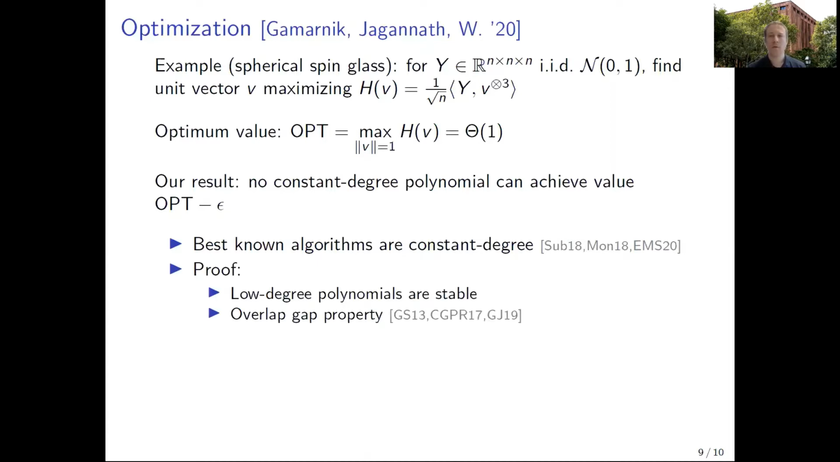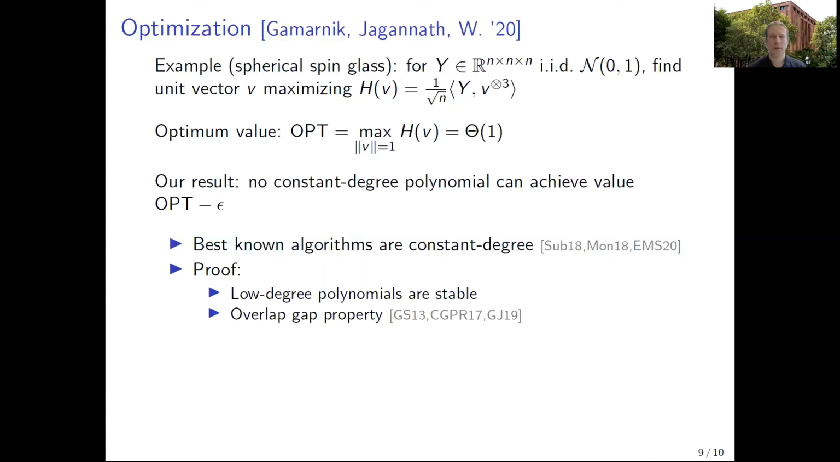The way we prove failure of low degree polynomials in this setting is quite different from detection and recovery. So the proof has two parts. First, we show that low degree polynomials are stable, meaning that a small random change to the input usually won't change the output by too much.